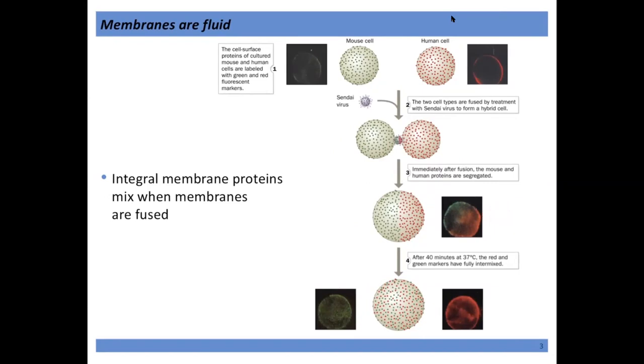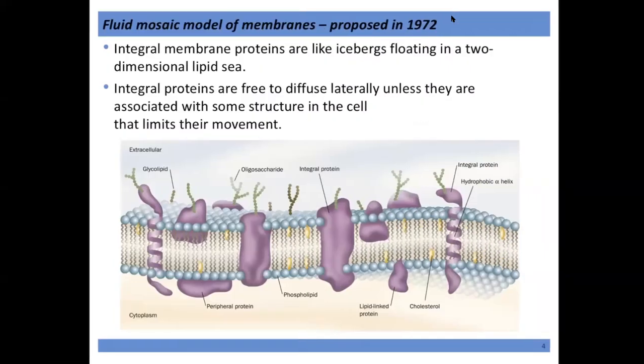Then they just leave it for 40 minutes at body temperature, 37 degrees Celsius, and the red and the green markers have fully intermixed. Now, what they did is they use a special filter so you can only see the green dyes and the red dyes. And that's the same here. This is, I believe, a composite image of a picture taken where you only see the green and where you only see the red. And so after time, they mix, which lets you know that those proteins that are labeled are actually moving throughout the membrane there.